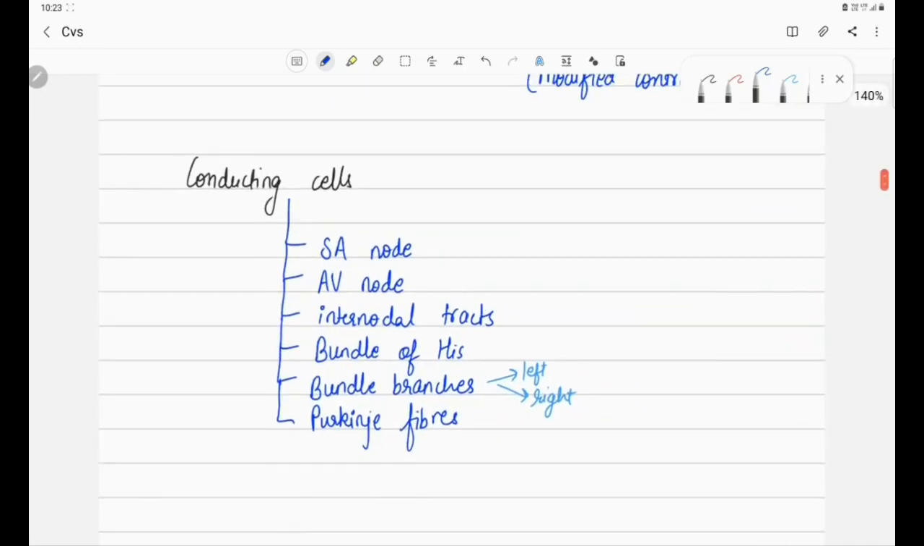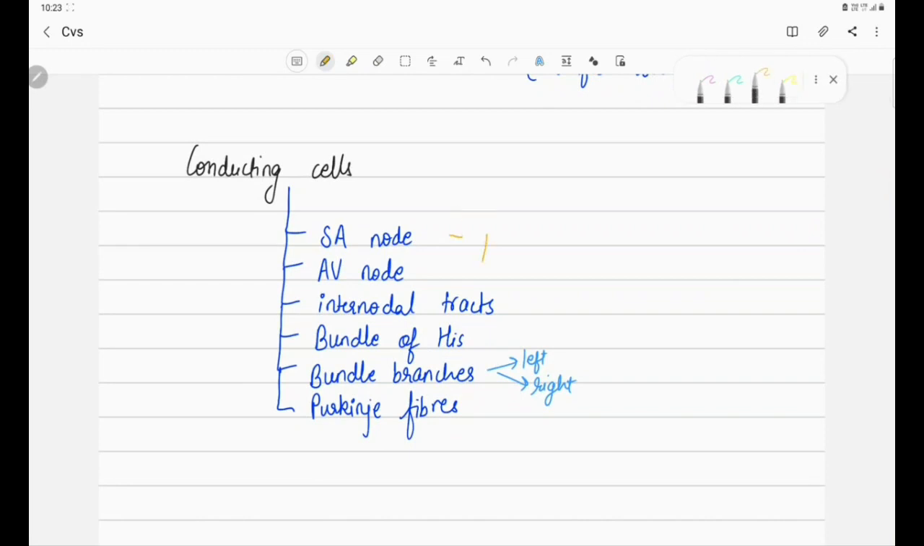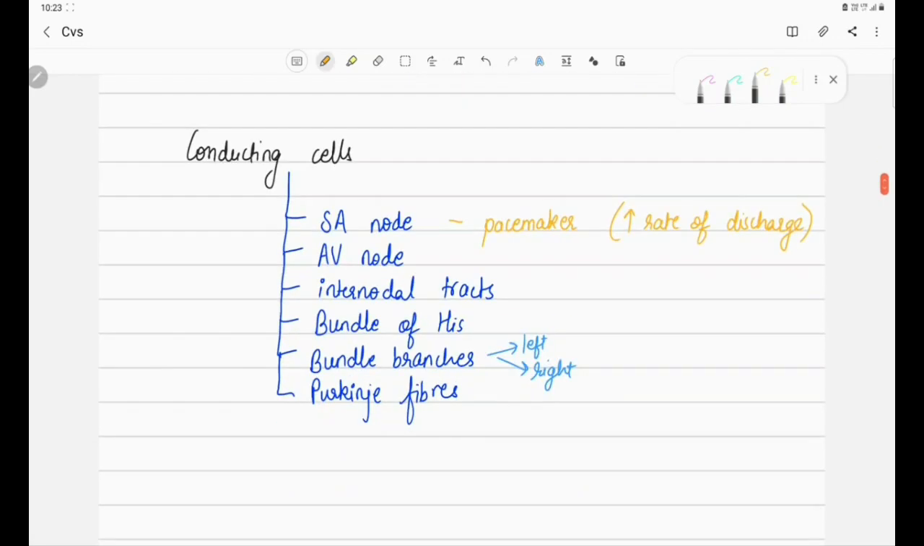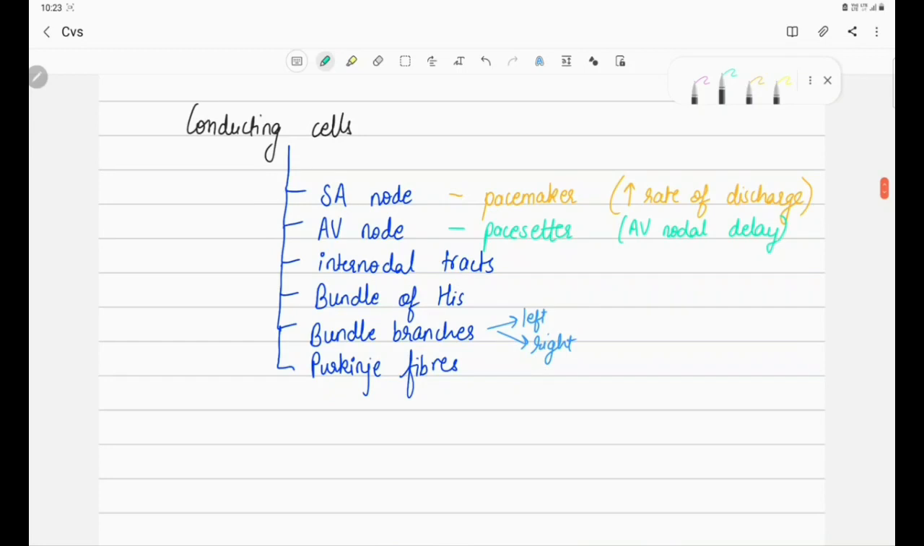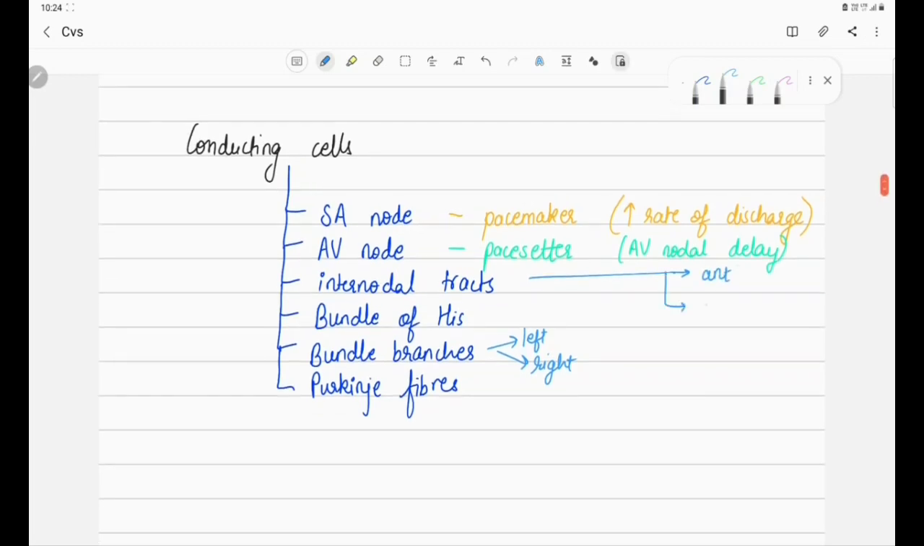Let's see some properties of these cells. The SA node is known as the pacemaker of the heart because it has the highest rate of discharge of impulses. Then we have the AV node. The AV node is known as the pace setter of the heart because of the AV nodal delay. Then we have these internodal tracts. These internodal tracts are nothing but the tracts connecting the SA node to the AV node. There are anterior, middle and posterior tracts.